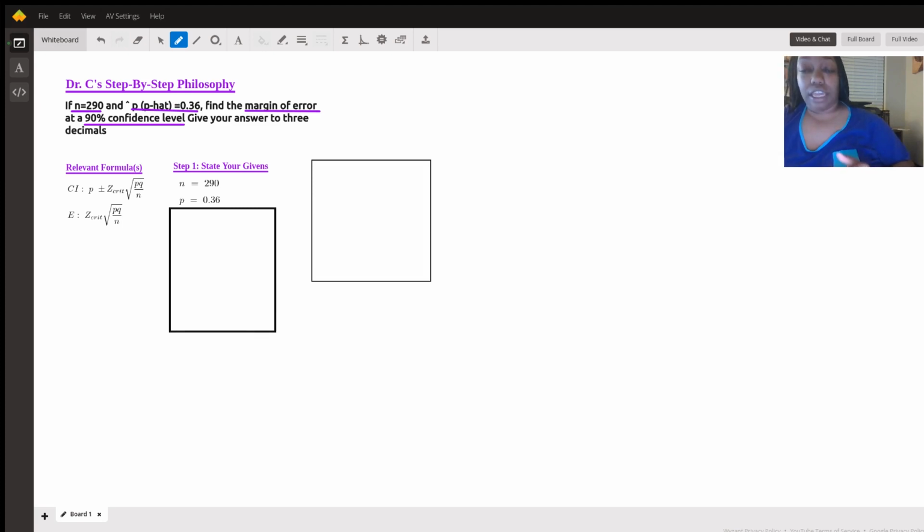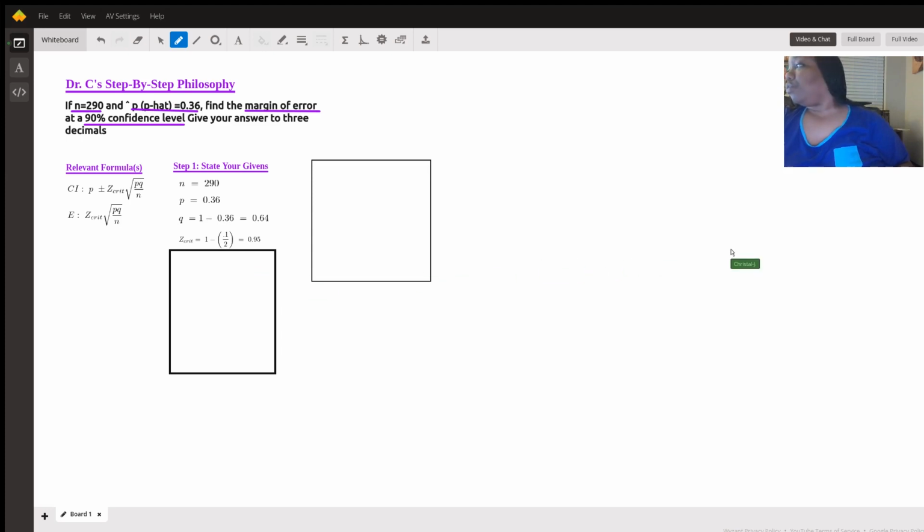So that means we need to calculate Q. Q is nothing but 1 minus P. So we do 1 minus 0.36 and we get 0.64. And then from there, we do the Z critical. You can do it a few ways, but I'm going to show you how to do it in Excel.